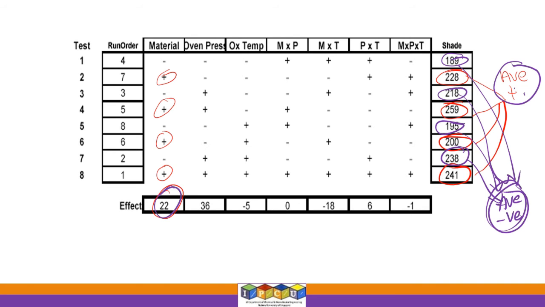So this is the effect of material. If, other things being the same, you change the material from A to B, you are going to get an increase in shade reading of 22. That is what it means on the average. On the average, the effect of material going from low to high value is going to be plus 22. Likewise, you can do it for other columns.